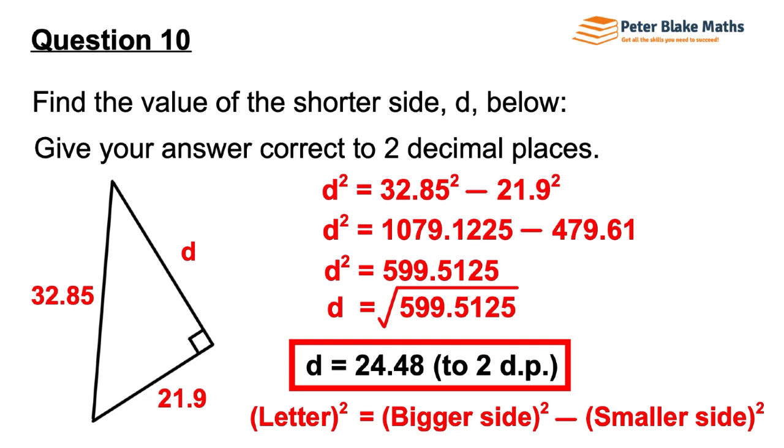24.48. Now we were expecting a number that's smaller than 32.85 as a bit of a double check. And we will need to round off carefully to 2 decimal places because that's required of us in the question as well. That's finding a shorter side using Pythagoras. We're squaring everything and we're setting it up with a minus in between. Big number squared minus small number squared.